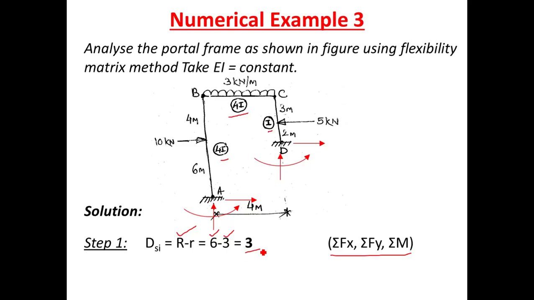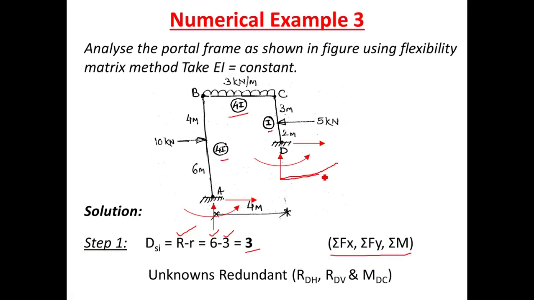So we have to select three unknowns from the given portal frame. So we will select those three unknown redundants RDH, RDV and MDC, that is the three reactions at support D. Okay, so why we have selected the unknown reactions at support D, that we will discuss in the next slide.